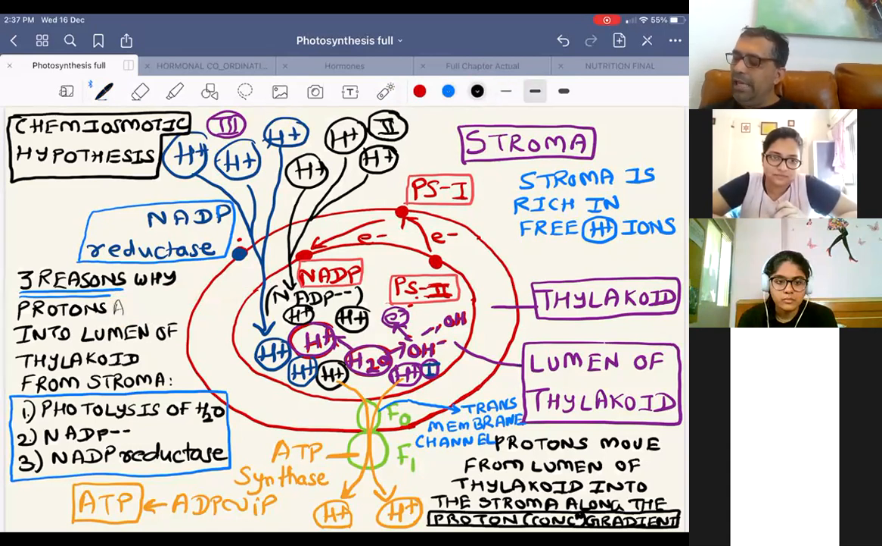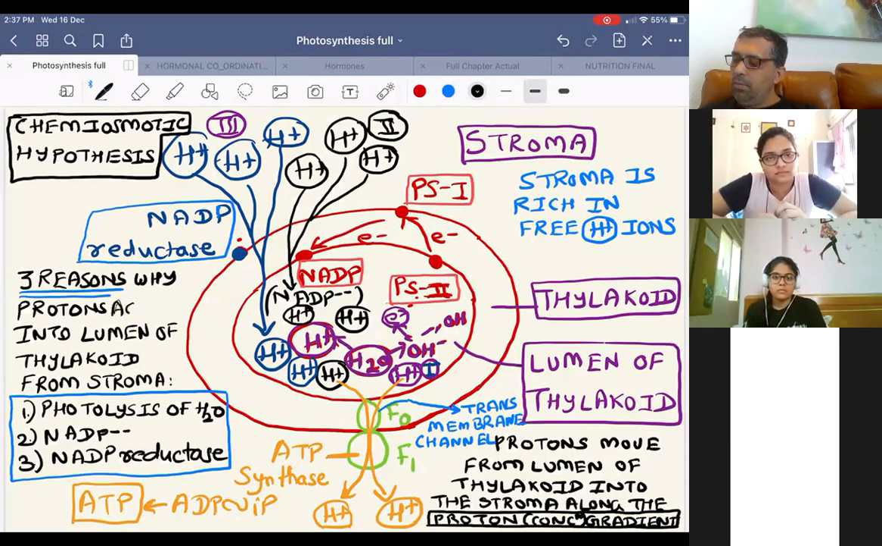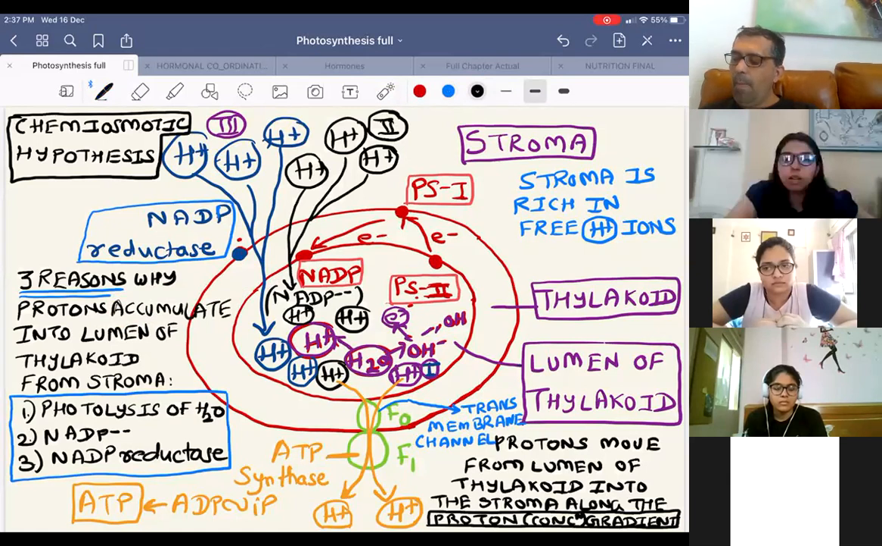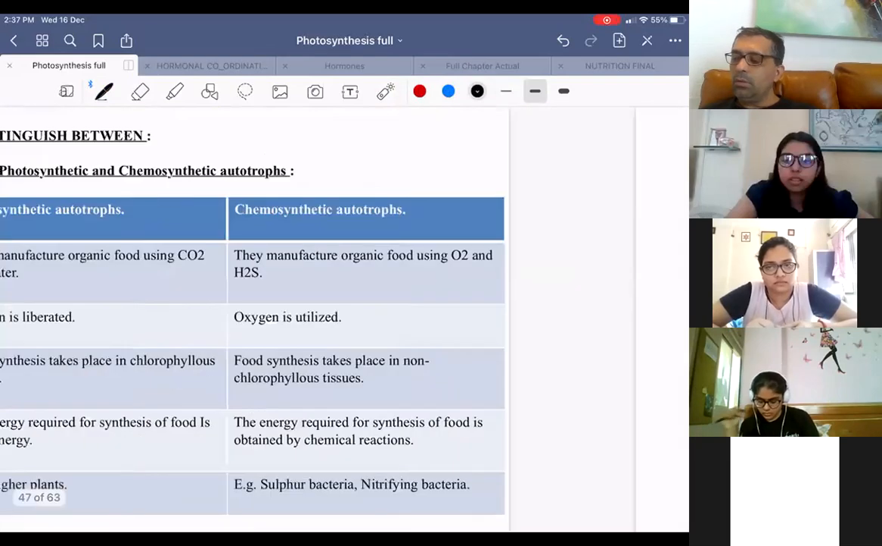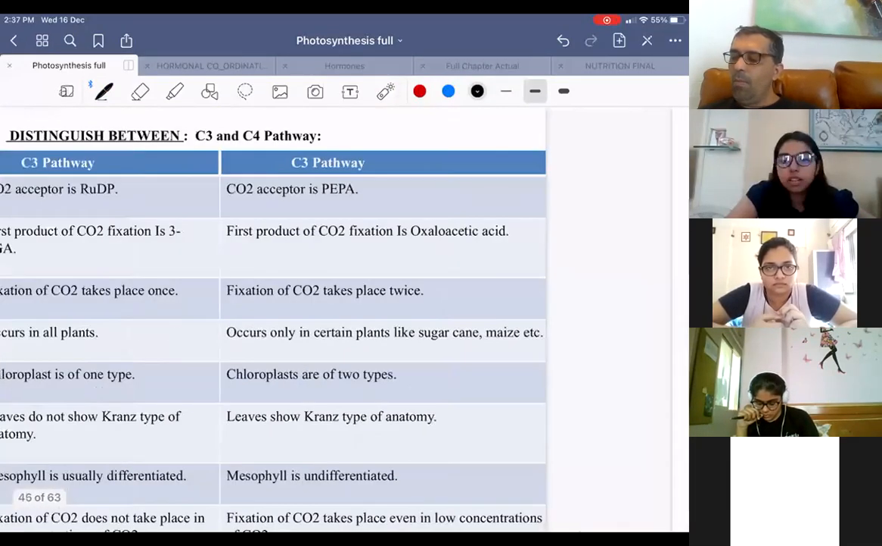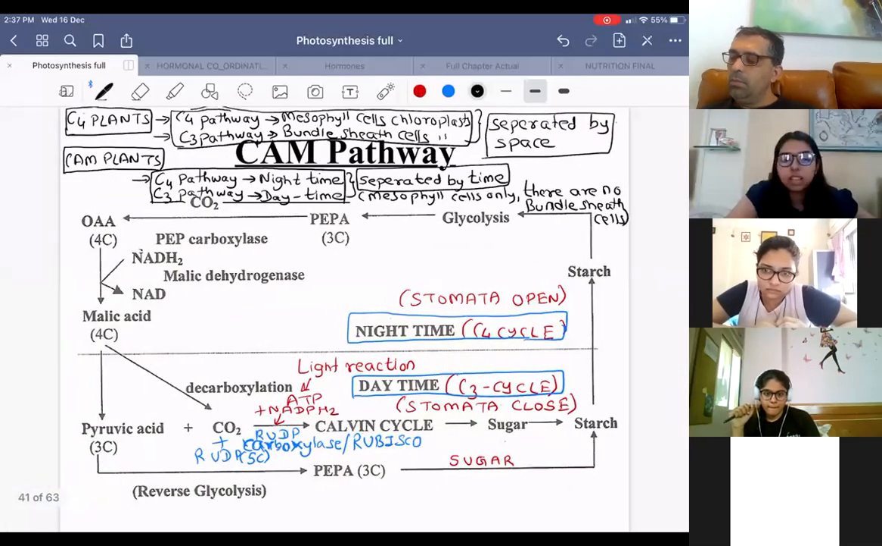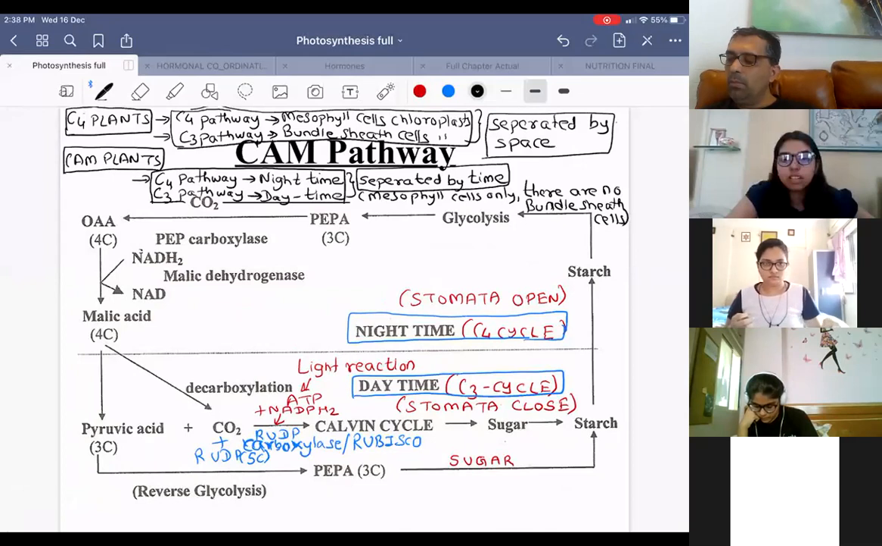Sir, in the C4 pathway, when we say that the total use is 30 ATP, why don't we include the ATP required to convert pyruvic acid to PEPA, the 6 ATP required? Sorry, Mira? Sir, in the C4 pathway, when you said that there are total 30 ATP required, no? Right, 18 for the C3 pathway and then the rest from C4.